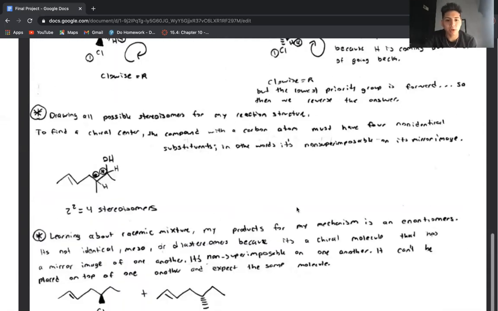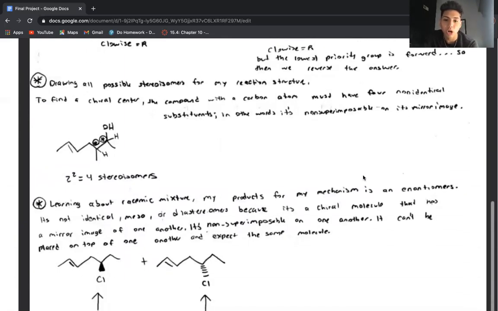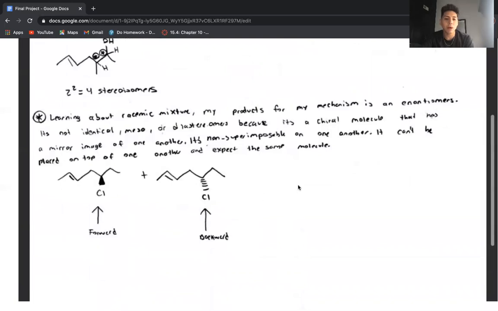Drawing all possible stereoisomers for my reaction structure. To find a chiral center, the carbon atom must have 4 non-identical substituents. In other words, it's non-superimposable on its mirror image. Here, we do have 2 chiral centers, making it have 4 stereoisomers altogether. Learning about racemic mixtures, my product from the mechanism is an enantiomer.